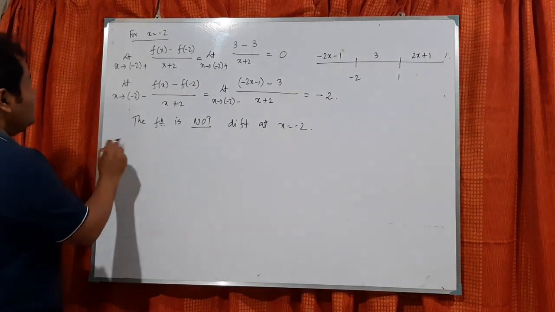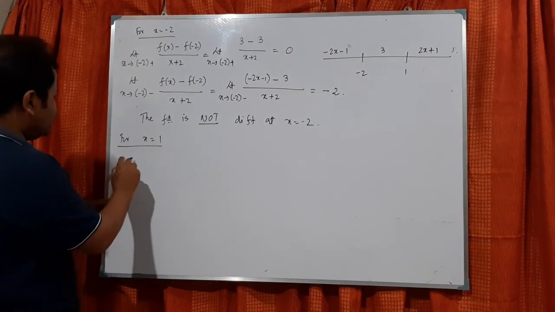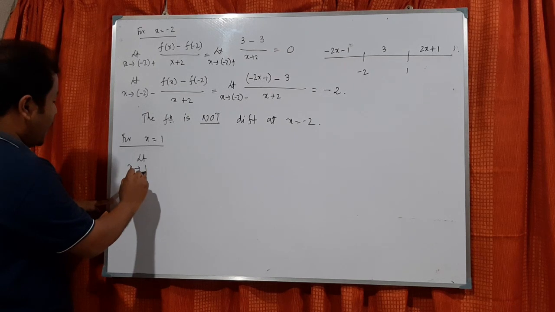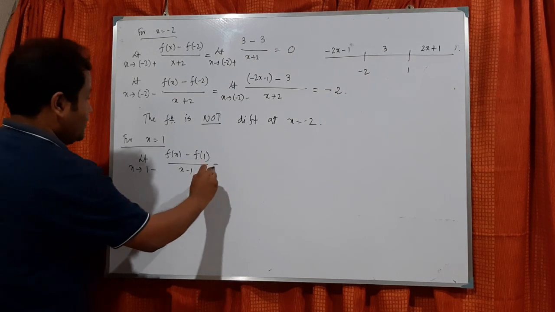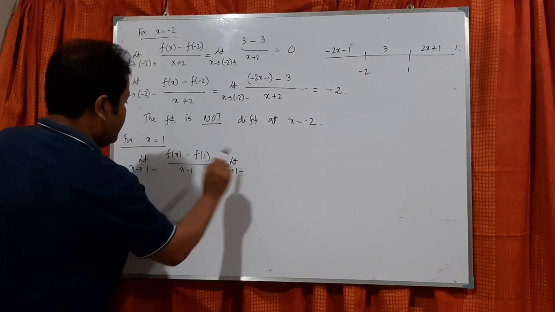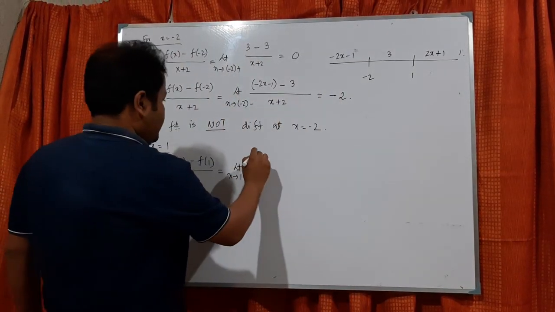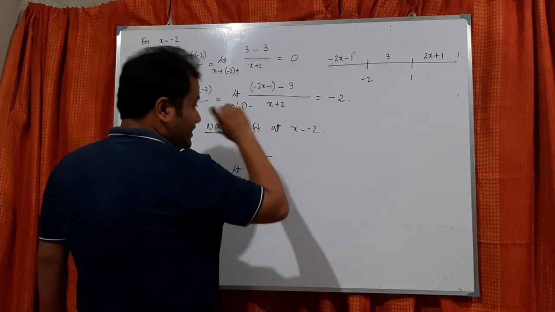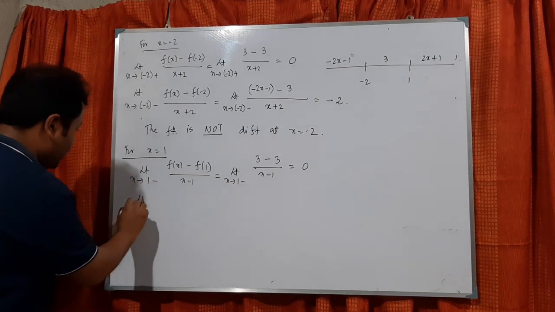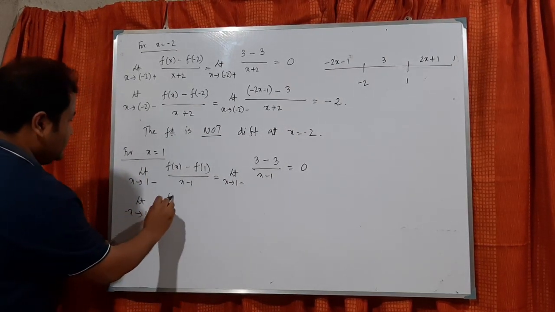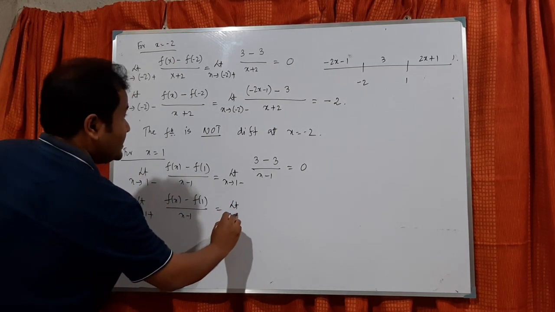Okay, now let us go for x equals to 1. For x equals to 1, again the same logic, limit x tending to 1 minus of (f(x) minus f(1)) divided by (x minus 1). So limit x tending to 1 minus. Now 1 minus means we are going from the left hand side of 1, so the value is 3 minus f(1), which is 3, divided by x minus 1, so it should be 0. And limit x tending to 1 plus of (f(x) minus f(1)) divided by (x minus 1).